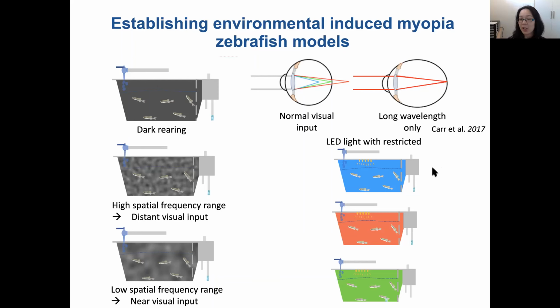And the other one that's really interesting is using LEDs with restricted light wavelengths, because different wavelengths of light have different focal levels. There's a hypothesis that the exposure to longer wavelengths will induce a growth of the eye, which is sort of a myopic phenotype. So by only raising them, for example, in red light, we might generate a myopic eye. And similarly, we're knocking out the photoreceptor opsins for blue and green wavelengths, for example, to see if the same response is driven by that visual input.